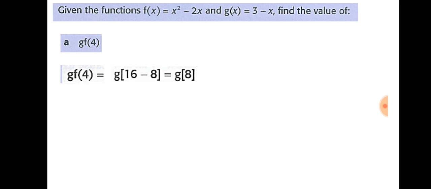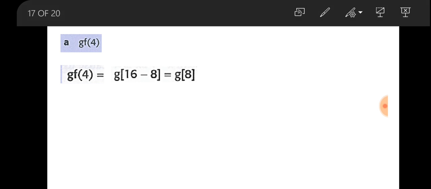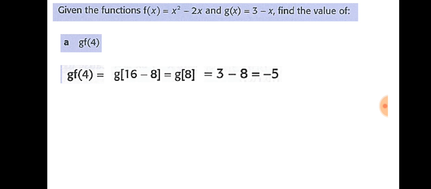g of, instead of f of 4, we can take 4 in place of x and put it in the function f of x. So 4 square minus 2x can be written as 16 minus 8. So g of 16 minus 8 is equal to g of 8. We know that g of x is 3 minus x. So replacing x with 8 in g of x, it can be written as 3 minus 8, which is equal to minus 5.